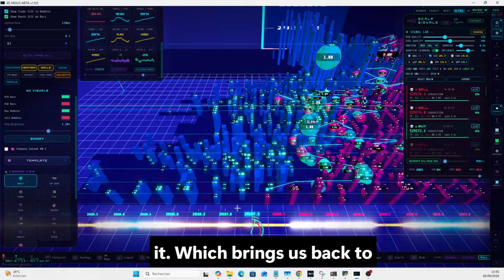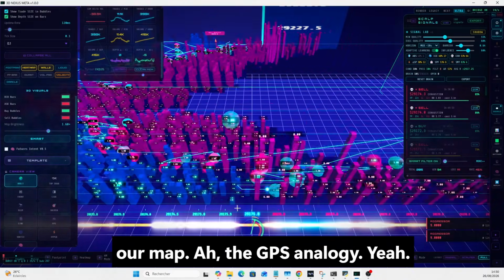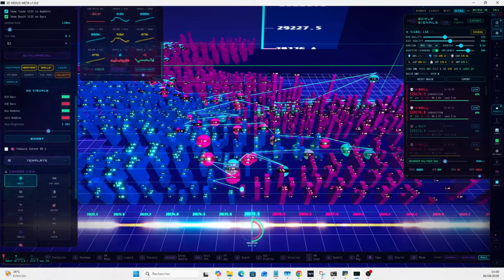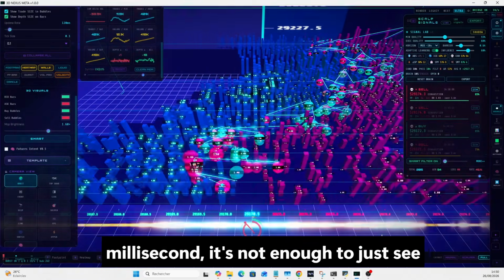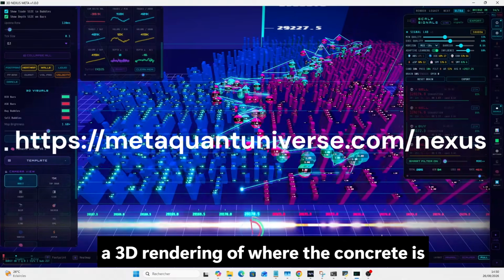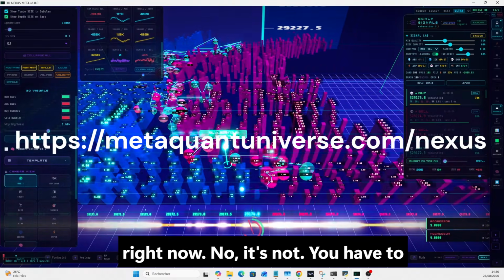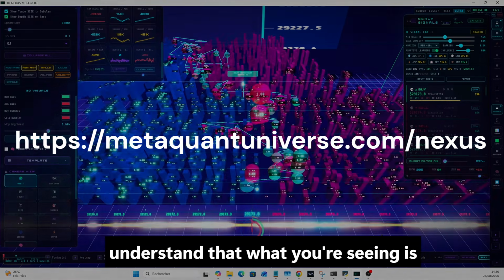Which brings us back to our map. Ah, the GPS analogy. Yeah. If you're going to navigate a market where the infrastructure can vanish in a millisecond, it's not enough to just see a 3D rendering of where the concrete is right now. No, it's not. You have to understand that what you're seeing is merely an intention, not a reality.